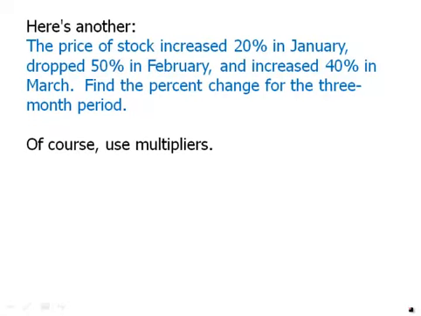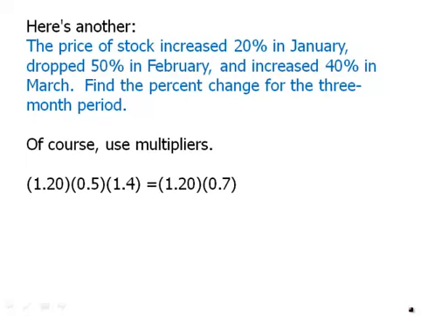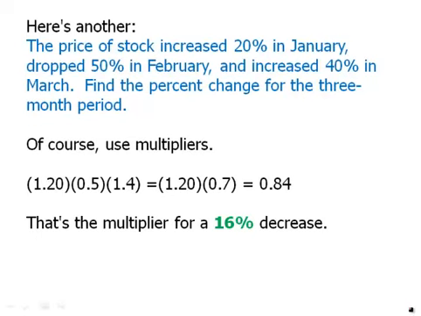Of course, again, we're going to use multipliers. The multiplier for a 20% increase, 1.2. The multiplier for a 50% decline, that's 0.5. The multiplier for a 40% increase, 1.4. We're just going to multiply those three. To make things simple, I'm first going to multiply the last two. 0.5 or 1/2 times 1.4 will give me 0.7. And then 0.7 times 1.2 gives me 0.84. That is the multiplier for a 16% decrease. And so that's what's happened here. For the first quarter of the year, the stock decreased 16%.